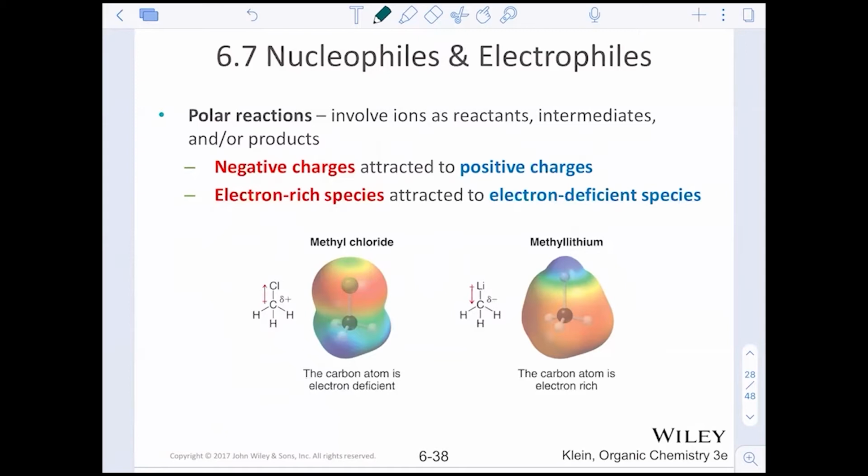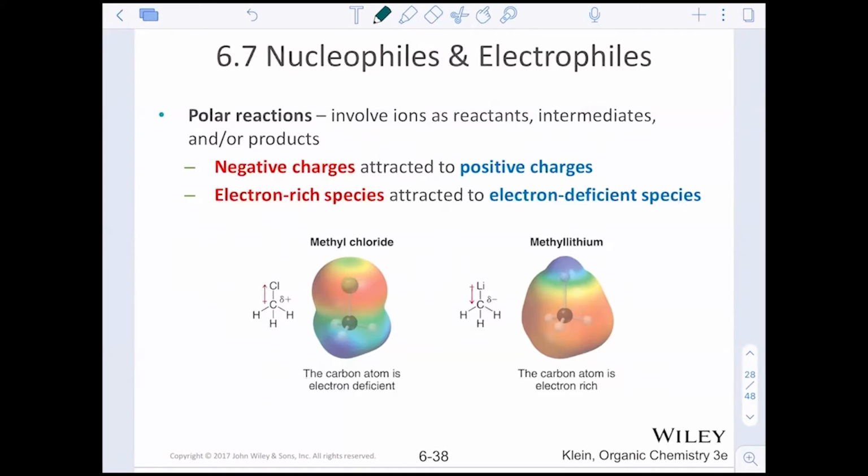It might be a lone pair. It could be a bunch of different things. But we want to start thinking about, does the atom have a lot of electrons? Or is the atom deficient in electrons? Are they more positively looking?